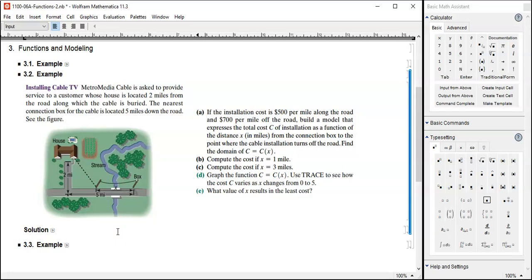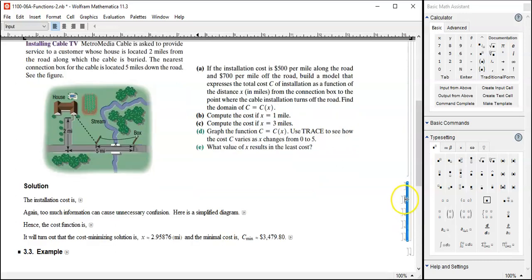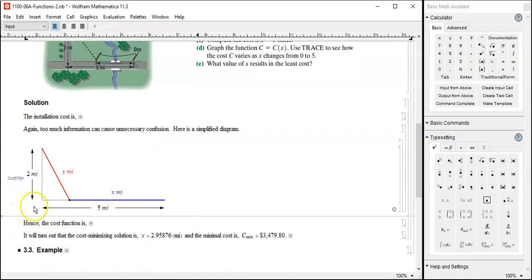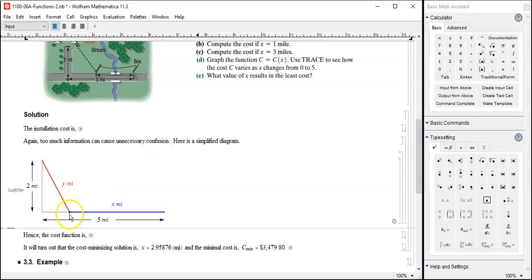Well, did you stop the playback and read through the problem? Not yet? Go ahead and do that. All right, I'll assume you're ready. So again, let's simplify this picture. This picture has too much information, like all these trees and stream, they're totally unnecessary. Basically, this is the kind of picture we want. 5 miles, 2 miles, and then horizontally along the road, x miles, and then underground, y miles.